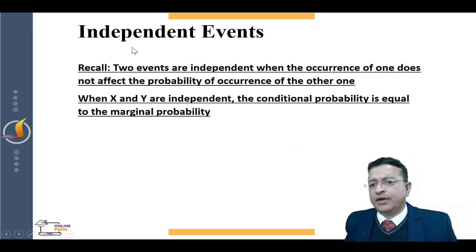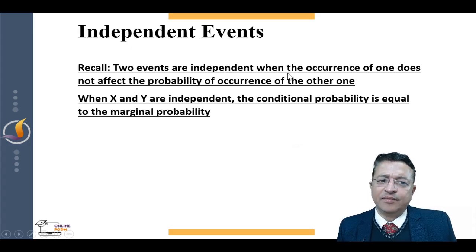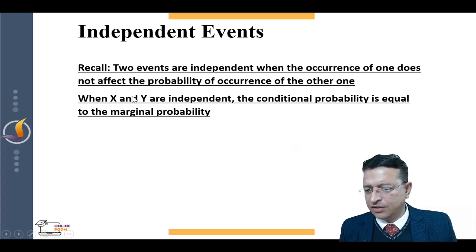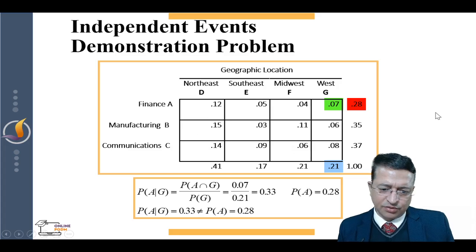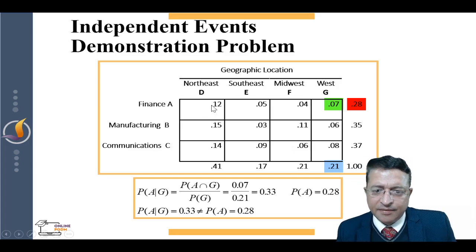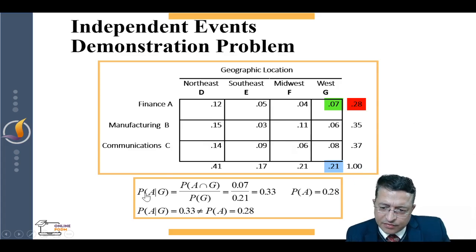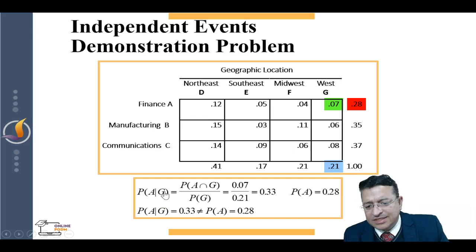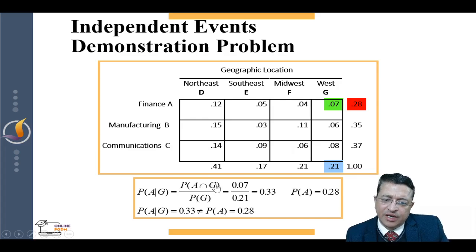Now recall that two events are independent when the occurrence of one does not affect the probability of occurrence of the other. If x and y are independent, the conditional probability is equal to the marginal probability. That can also be seen. For example, here we want to calculate the probability of A provided G has already happened. So what is that actually? You take the joint probability of A and G and divide it by the marginal probability of G. Marginal probability means the row-wise total or column-wise total.